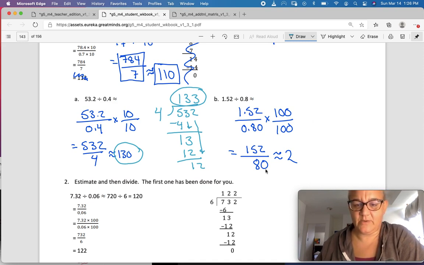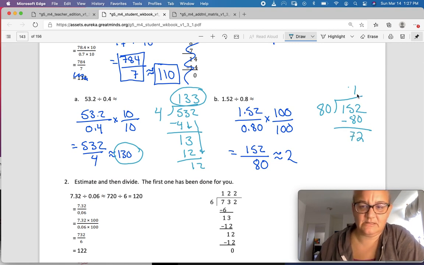But okay, 80 into 152. So 80 is going to go into 152 one time here. That would be 80. Because 80 doesn't go into hundreds. Well, it does, but it doesn't go into 1 or 15. So there we go. So 2, and that's going to be 7. And that doesn't work.